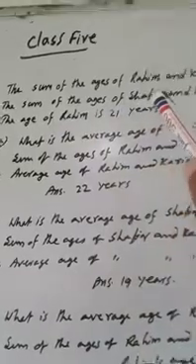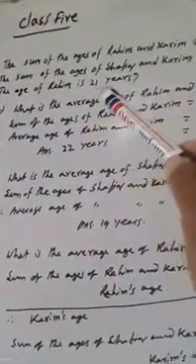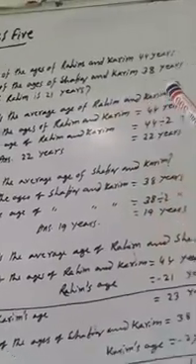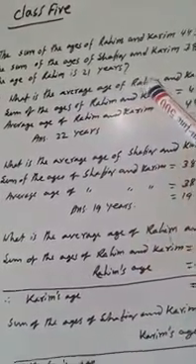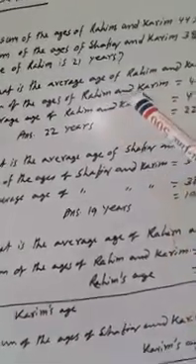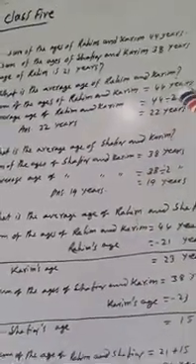The sum of the ages of Rahim and Karim is 44 years. The sum of the ages of Shafiq and Karim is 38 years. The age of Rahim is 21 years. What is the average age of Rahim and Karim?